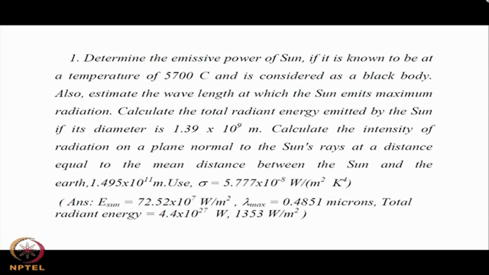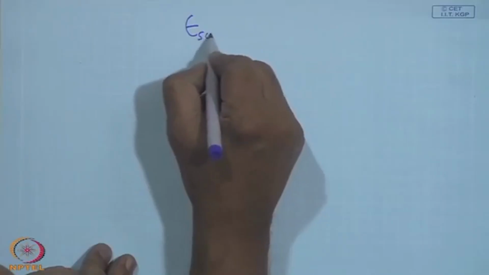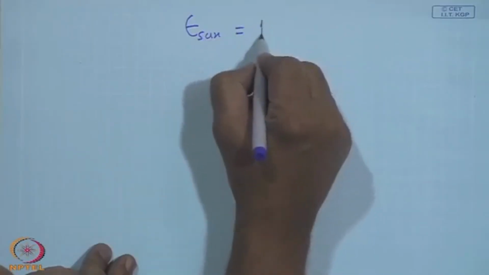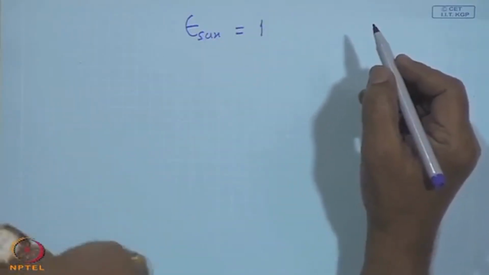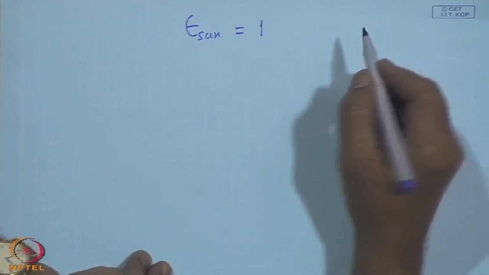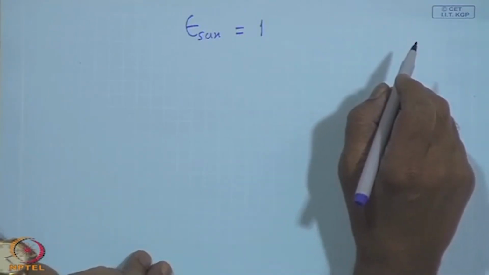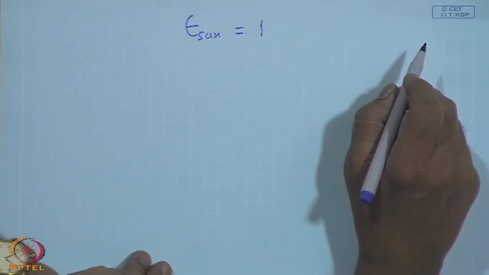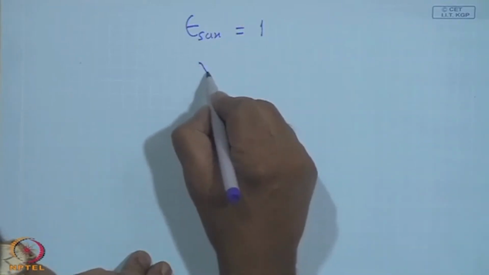So, we have a small problem which we have already indicated. You can determine the emissive power of the sun if it is known to be at a temperature of 5700 C and is considered as a black body. So, that emissivity of the sun you can consider as 1. Those of you who are familiar with heat transfer, there will be no problem. Also estimate the wavelength at which the sun emits maximum radiation. That can be done with Wien's displacement law.